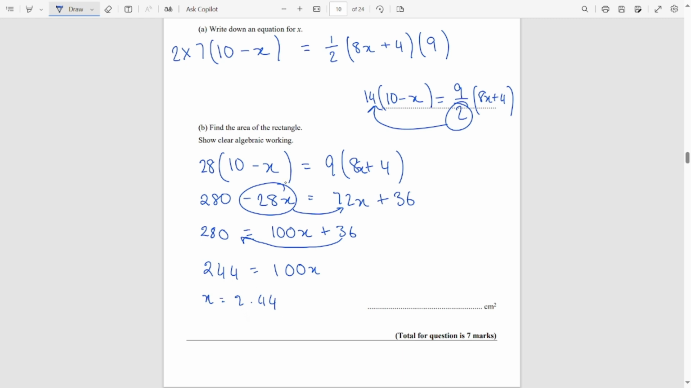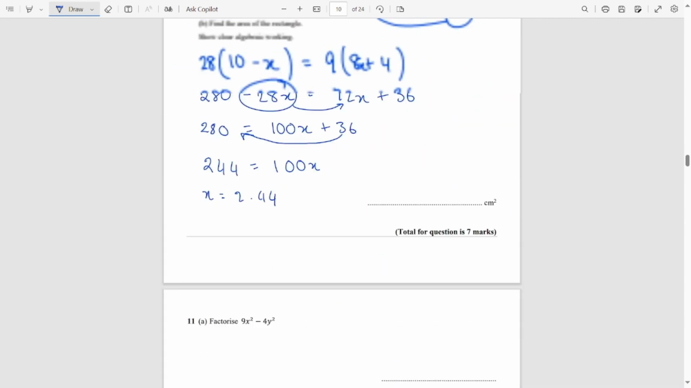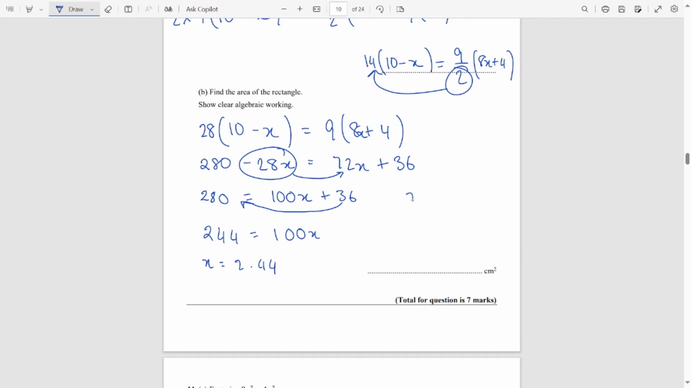Now, once you've worked out what x is, actually isn't the job done, because what we wanted was the area of the rectangle. So I'm going to go back up here and see that the rectangle is 7 times 10 minus x. And then I'm going to substitute in x as being 2.44 into here. So we are working out 7 times 10 minus 2.44. And then we can just type that into the calculator and you will get 52.92.